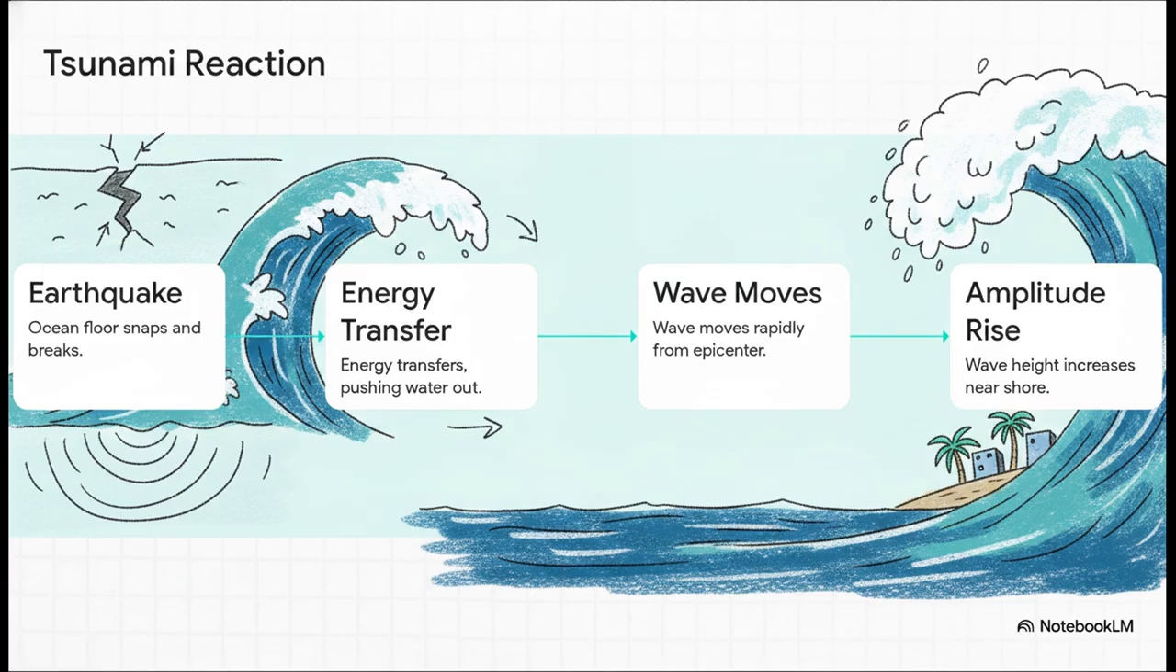Step 1, the ocean floor literally snaps and breaks during an earthquake. Step 2, that massive release of energy transfers directly into the water, pushing it outward. Step 3, the wave moves rapidly away from the epicenter across the deep ocean. I mean, we're talking speeds as fast as a commercial jet plane. Crazy, right? But Step 4, this is the most critical one for coastal communities and definitely for your test. As that wave approaches the shore and the water gets shallower, the wave's amplitude, or height, increases drastically. That specific change in amplitude is exactly what turns a fast-moving deep-water wave into a devastating coastal hazard.